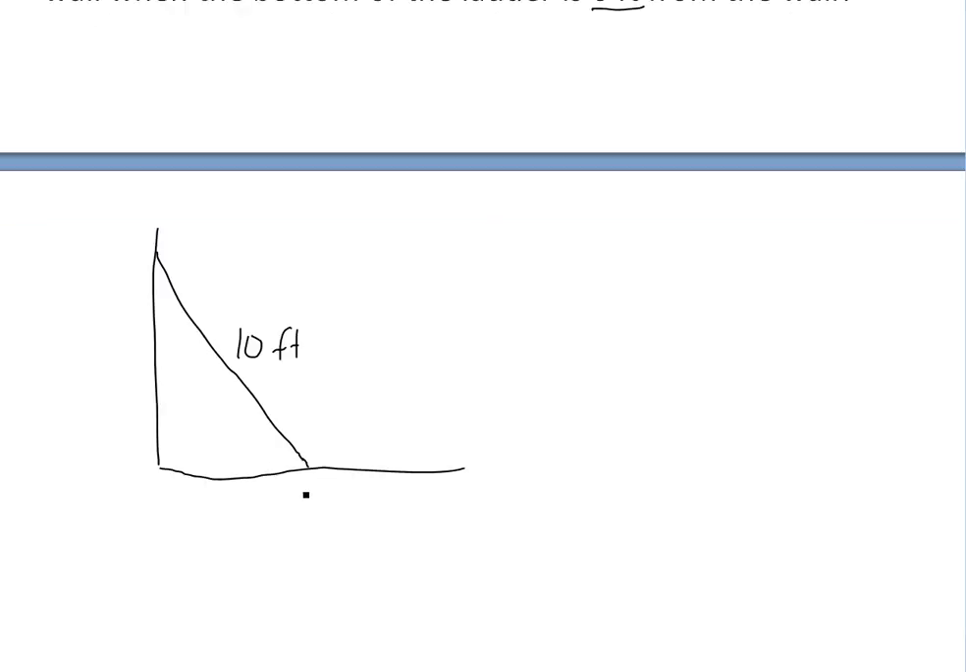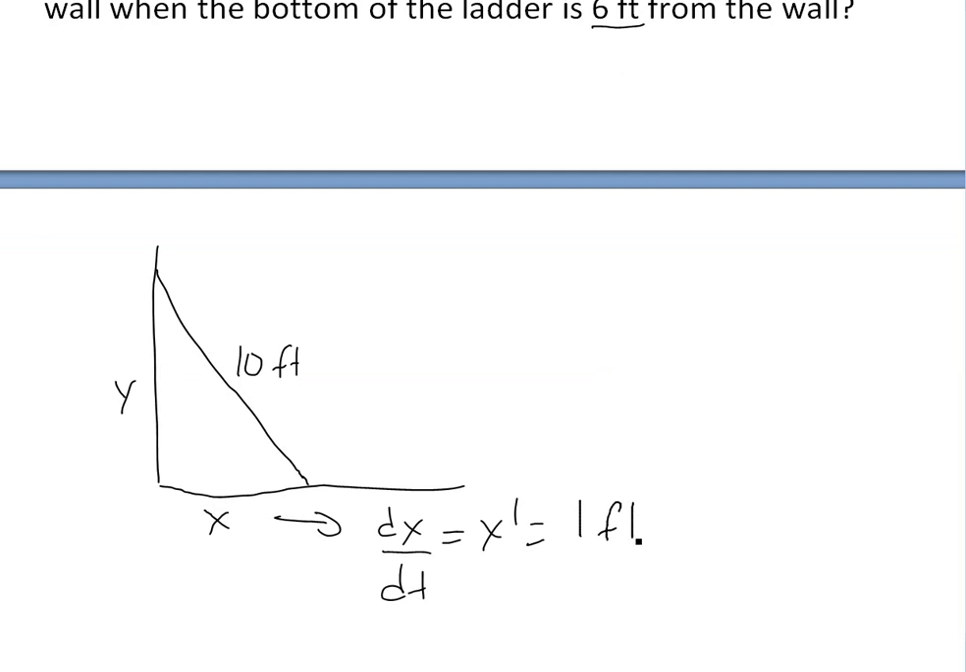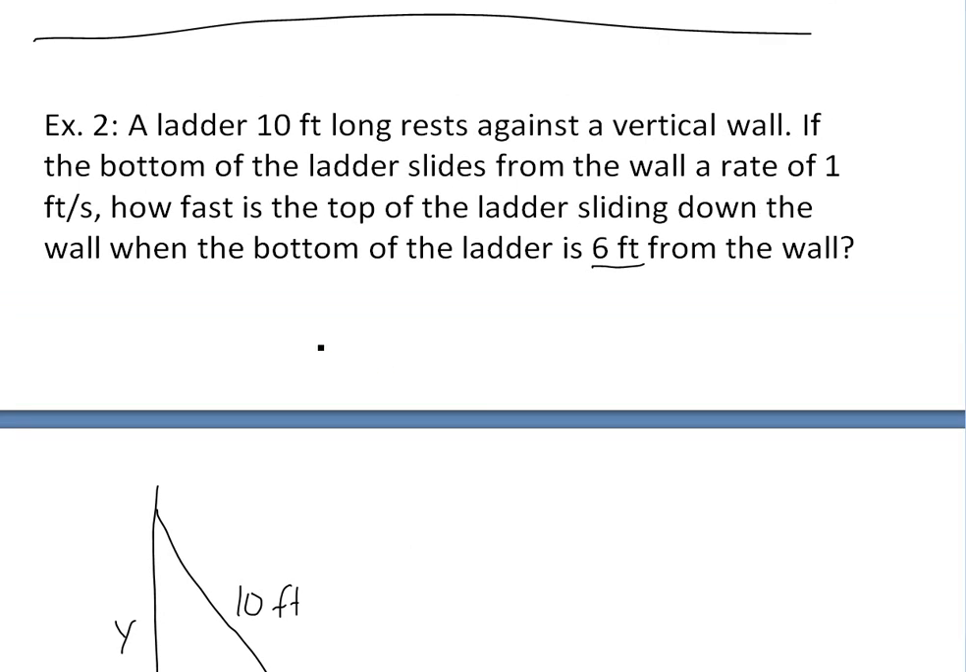So let's call this part right here X, and let's call this Y. And this is moving at, let's just say the dx over dt, or the rate of change, this is equal to x prime, which is equal to 1 foot per second. So basically the rate of change of the x coordinate here is 1 foot per second. That's all that it means here. The bottom of the ladder slides away from the wall.